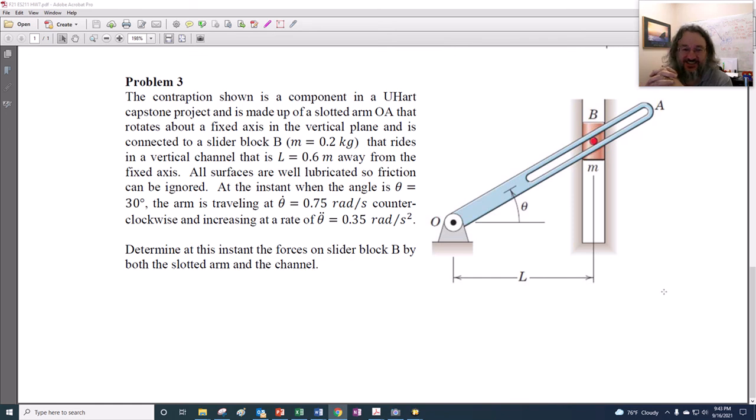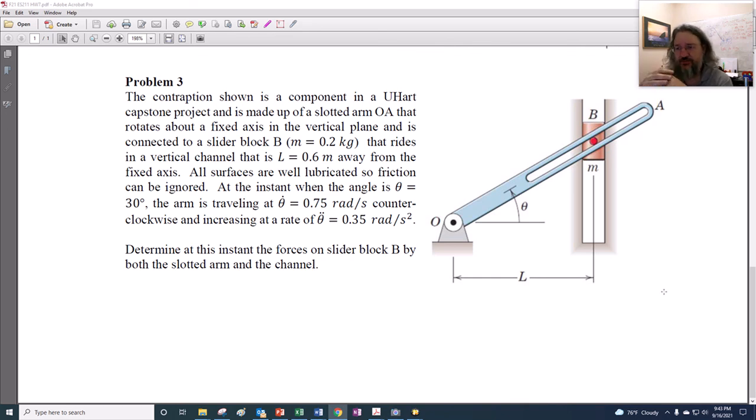Night. This is problem 3. I still have to splice together problem 2, but here's problem 3. Hopefully this one will go a little bit better. So this is going to be the polar coordinates problem in Newton's second law.